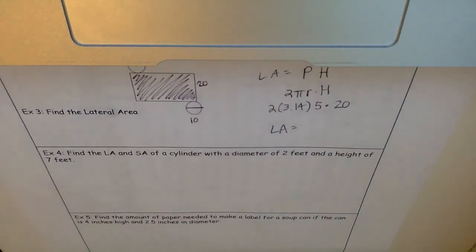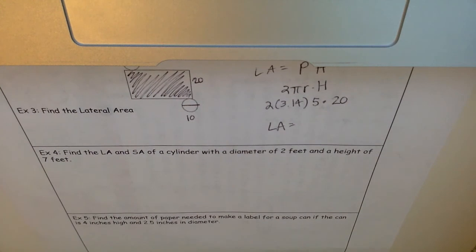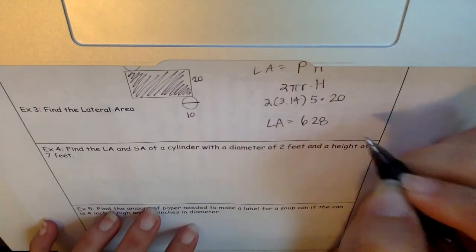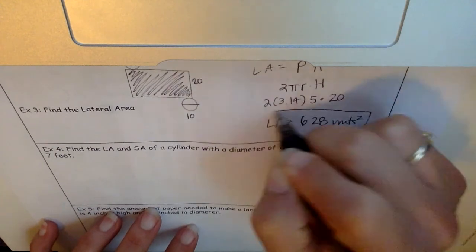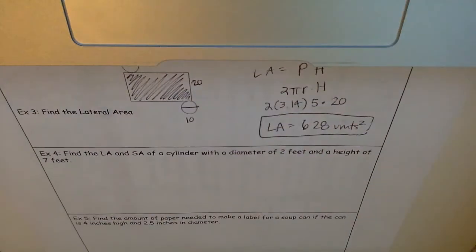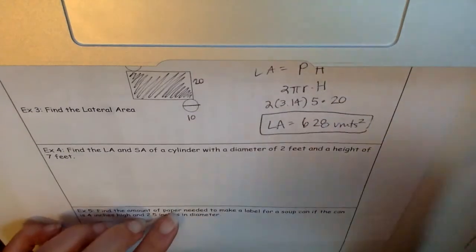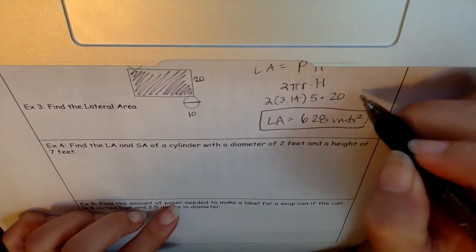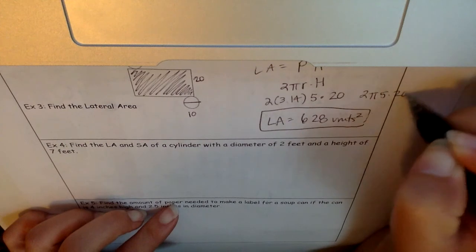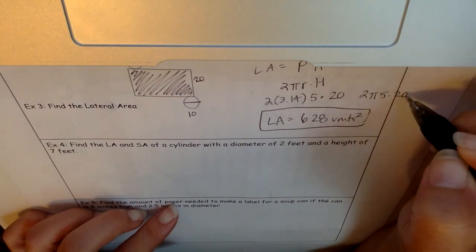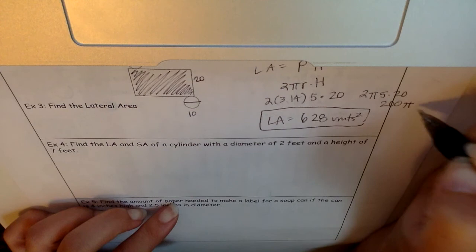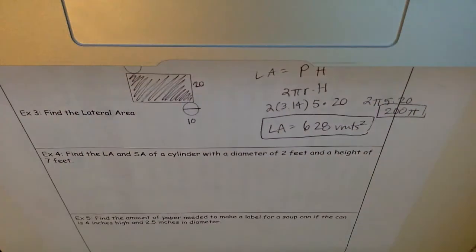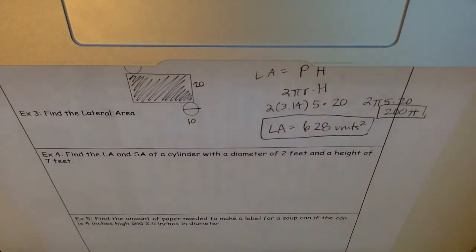So you would actually type in your calculator 2 times 3.14 times 5 times 20, and it is 628 units squared. If you used the pi button instead, you'd have a decimal, or 2 pi 5 times 20. And so that would be 5 times 20 is 100 times 2. That would be 200 pi if you wanted to leave it in terms of pi. Just the lateral area, though. Remember, this is just the lateral area.